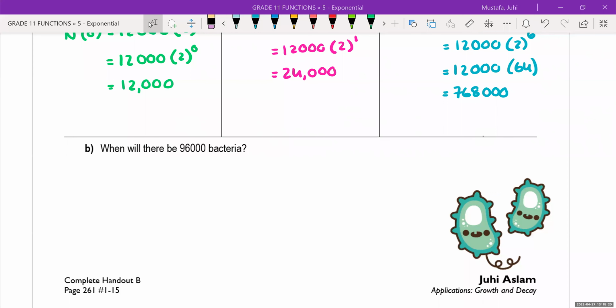When will there be 96,000 bacteria? So now they're not telling us a time. They're actually telling us the amount of bacteria, and we're trying to figure out at what time there will be that much bacteria. So where am I going to plug in this number, 96,000? Yes, this is basically my N(t) value, which is now 96,000.